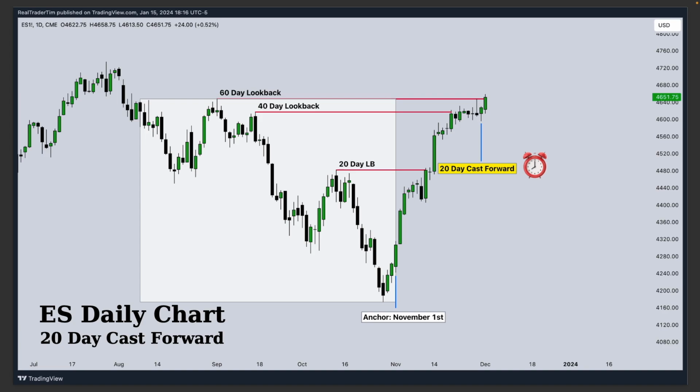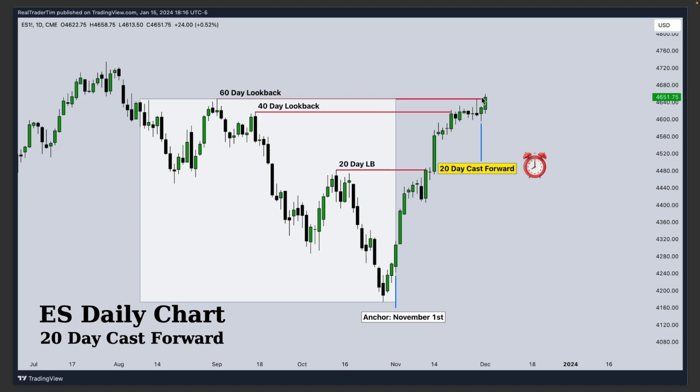Now, if you recall from the sell side delivery, it took us beyond 60 days to reach that 60-day look back objective. But as we see here, using our anchor from November 1st for the buy side delivery, we completed all three of these objectives very, very quickly, right around the 20-day cast forward. Just because we complete 60-day look back objectives doesn't mean we automatically reverse, right? It was very nice down here, but there were more things occurring, which we already discussed.